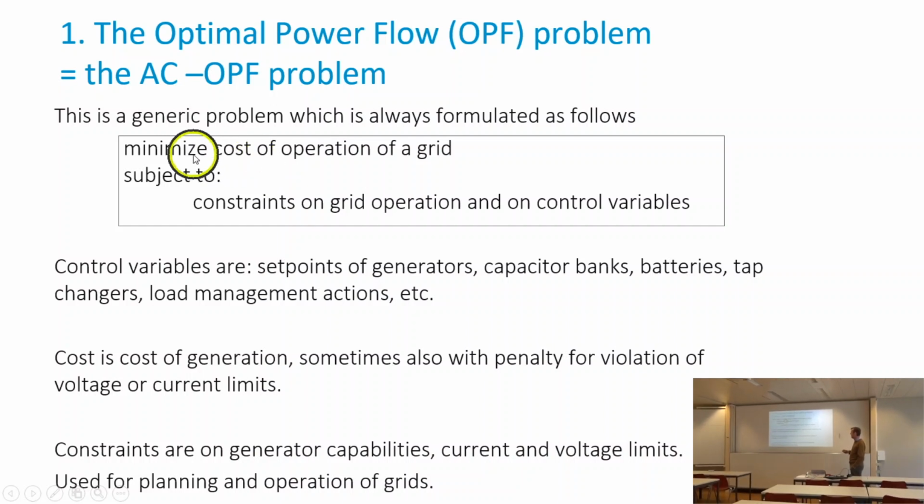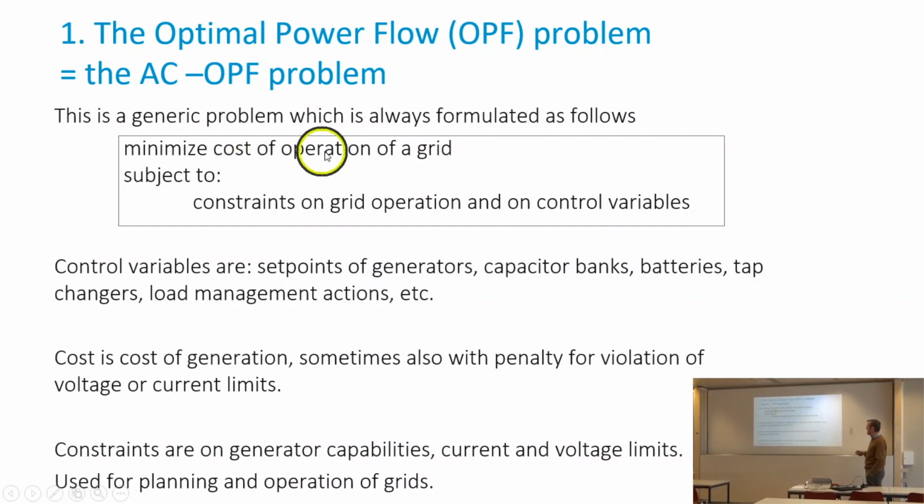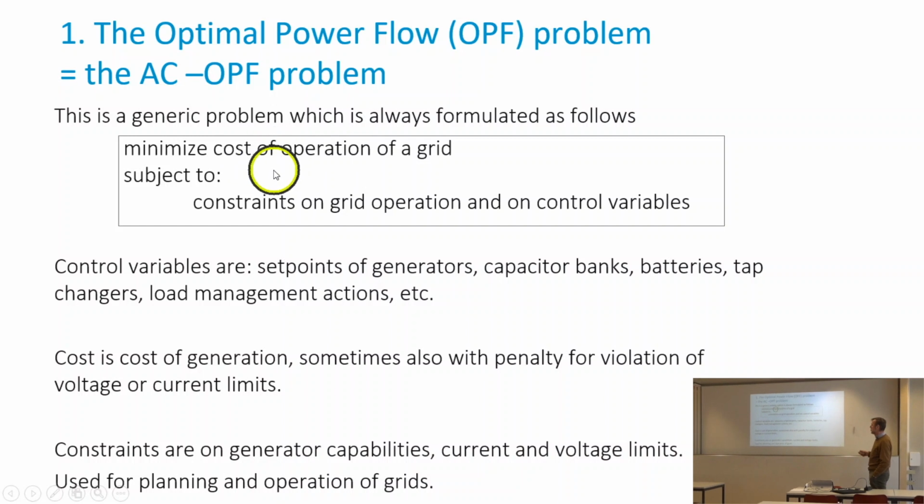But more generally, we can say that we want to minimize some costs, which is typically the cost of operating this grid, subject to all the flexible resources we have in the grid. The flexible resources, in this context, are called control variables. They are, in the simplest case, the set point of the generators.